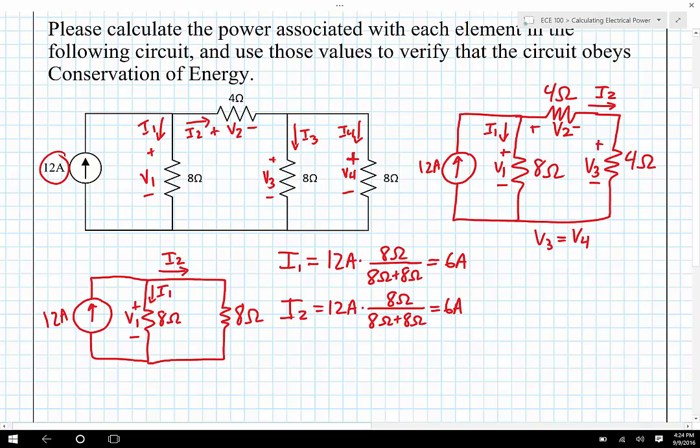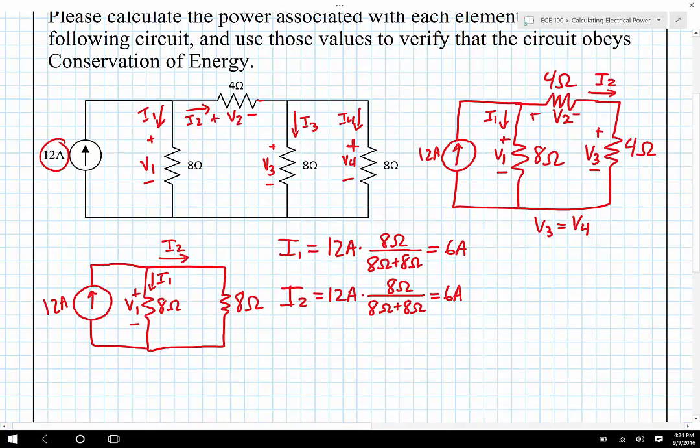So we got the 2 currents, I1 and I2. Now, I can go back up to the original circuit diagram and see that I2 is now flowing into this terminal right here. So I2 is right here, and I3 and I4 are going to be the 2 parallel resistors that are going to split that current. And I will go ahead and accept this as a shortcut here because those 2 8 ohm resistors are equal to each other.